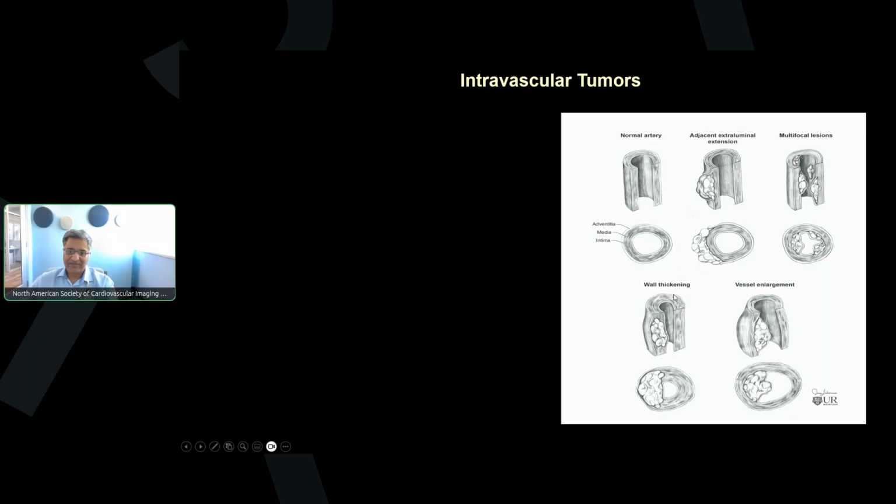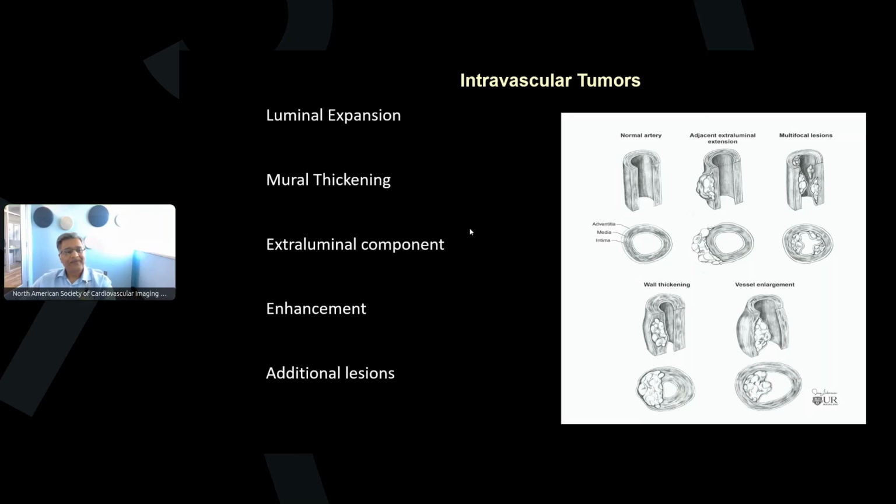These are criteria that can be useful to identify or differentiate tumors from other benign entities. So whenever we see a vascular lesion, I think these are the things we want to look for because these could be the clue towards the vascular lesion that we're seeing not being a thrombus.